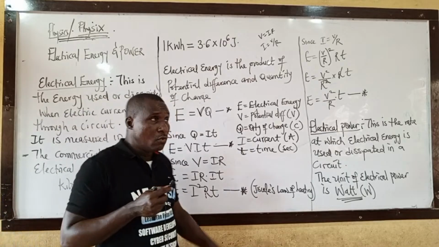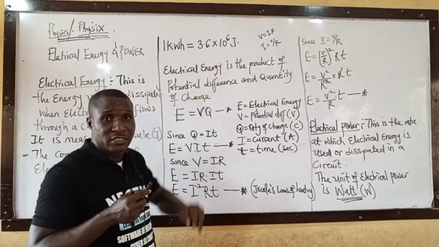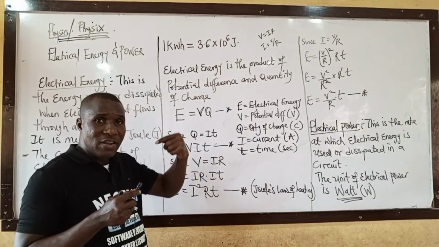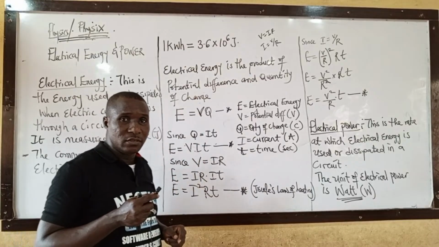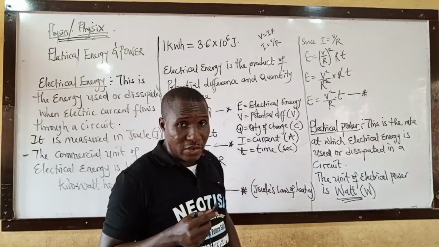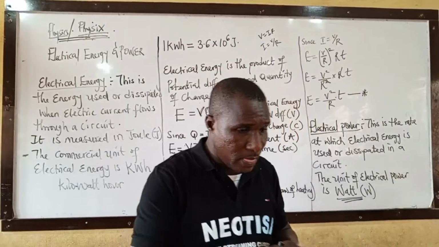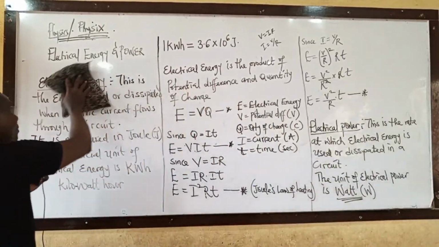Please take note. 1 kilowatt hour equals 3.6 times 10 raised to the power 6 joules. Kilo means 1,000. Hour, convert hours to seconds. That means 60 times 60. Take note of that, because they will ask you. Please, write it down.